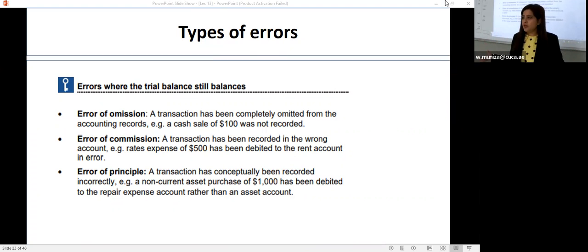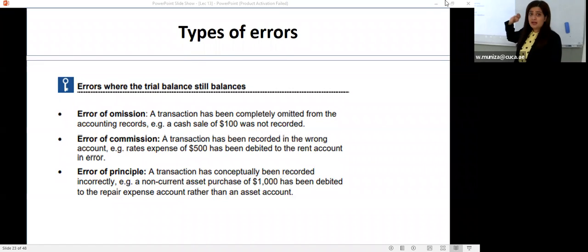Now, in this case, what is going to happen? On the debit side, no entry is recorded. On the credit side, nothing is recorded. Your trial balance is still going to agree. So they say a transaction has been completely omitted from the accounting records. That is, a cash sale of $100 was not recorded.